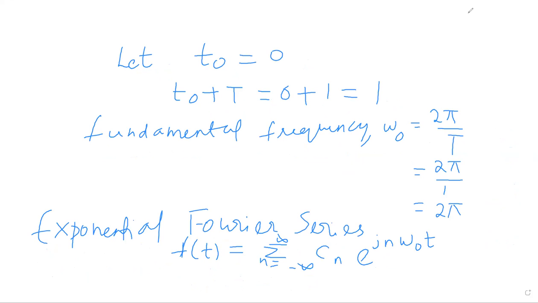By substituting omega naught as 2 pi, we can write this as the summation n equal to minus infinity to plus infinity Cn e to the power j n 2 pi t. Alright, so this is the exponential Fourier series. Now we need to evaluate Cn, which is the exponential Fourier series coefficient. Then we can substitute in this formula and find the exponential Fourier series.